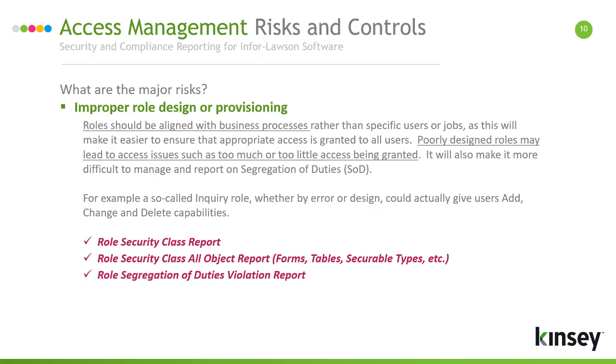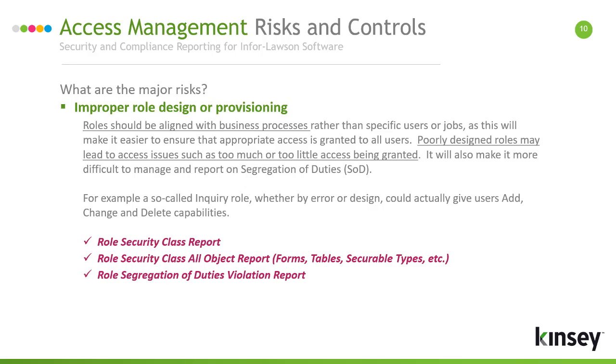So we do some things. We have some reports that we want to be able to run to make sure that if a role says it's an inquiry role and it has something more than inquiry access in a security class assigned to it, we need to identify that. Right? So that type of functionality we need to look at. So we'll have 3 reports here specifically looking at role design. So it's going to be our role security class report. And then if there's questions about what's in that security class, we can go all the way down to the object report. Most people are concerned about the form level. So what level of access do they have at the form?